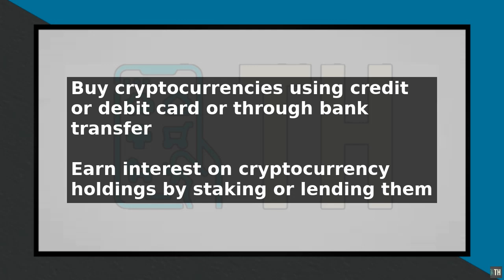In addition to buying and selling cryptocurrencies, Crypto.com also offers a range of other services, including a cryptocurrency wallet, a credit card, and a decentralized finance platform. The Crypto.com wallet allows you to store, send, and receive cryptocurrencies securely. The Crypto.com credit card offers cashback rewards and other benefits. The decentralized finance platform allows you to lend and borrow cryptocurrencies.